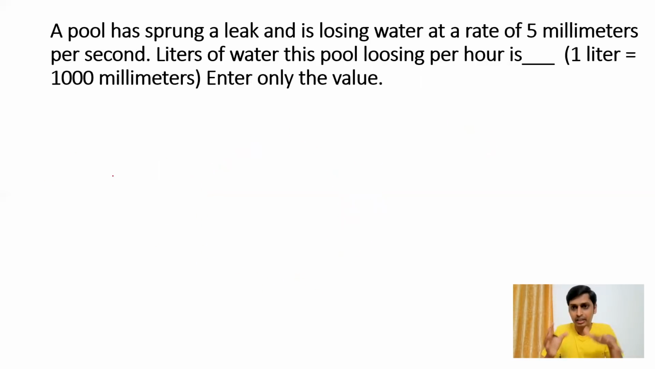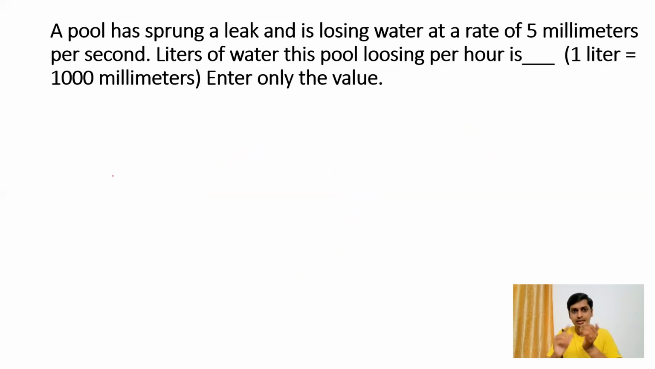Yeah. So for this question, you don't have any options, right? So you have to enter the value accurately. A pool has sprung a leak and is losing water at the rate of 5 millimeters per second. Liters of water this pool is losing per hour is dash. 1 liter is equal to 1000 millimeters. Enter only the value. So you have to enter the answer in that dash.